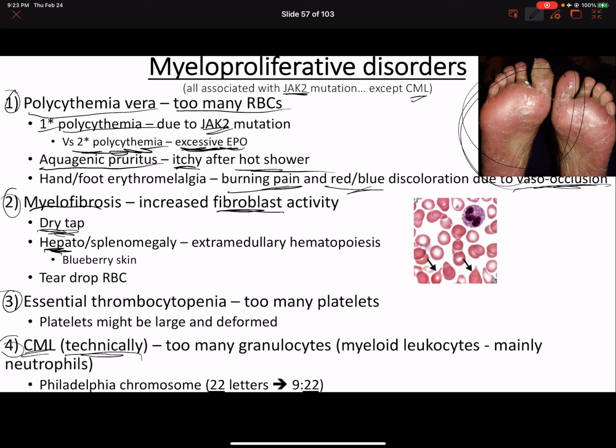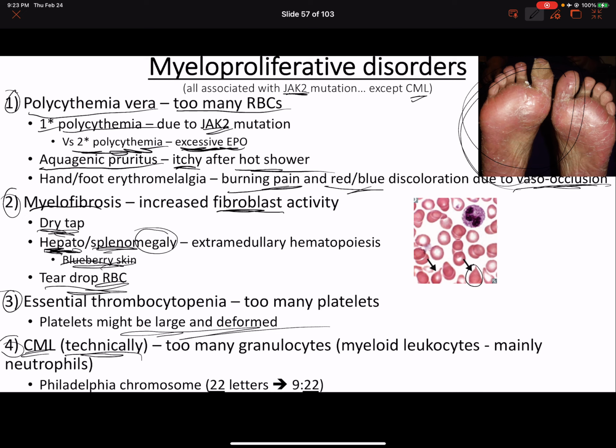The organs that step up to the plate to try to produce hematopoietic stem cells, so it should be the bone marrow only that's making hematopoietic stem cells, but your liver and your spleen will actually try to moonlight as hematopoiesis organs. Also the skin a little bit. So you might get enlarged liver, spleen, and also this blueberry skin, which is the hematopoiesis occurring outside of the normal bone marrow. And you get these red blood cells that are teardrop shaped. Essential thrombocytopenia, we have too many platelets. These platelets might be large and deformed, so you can see that in histology.